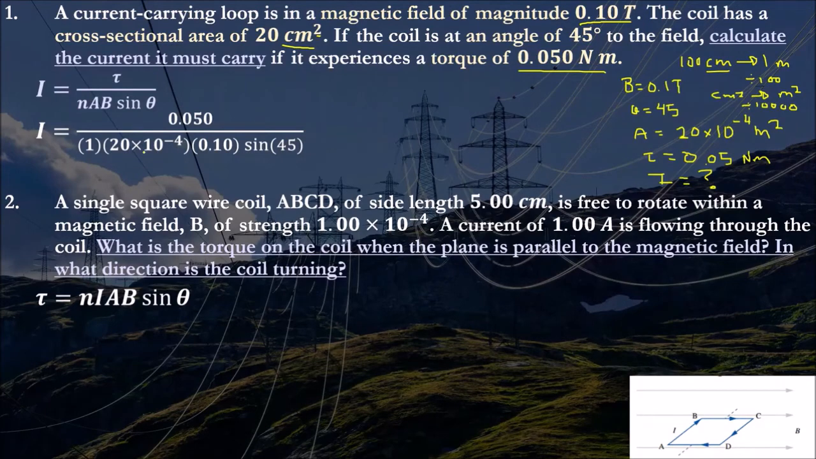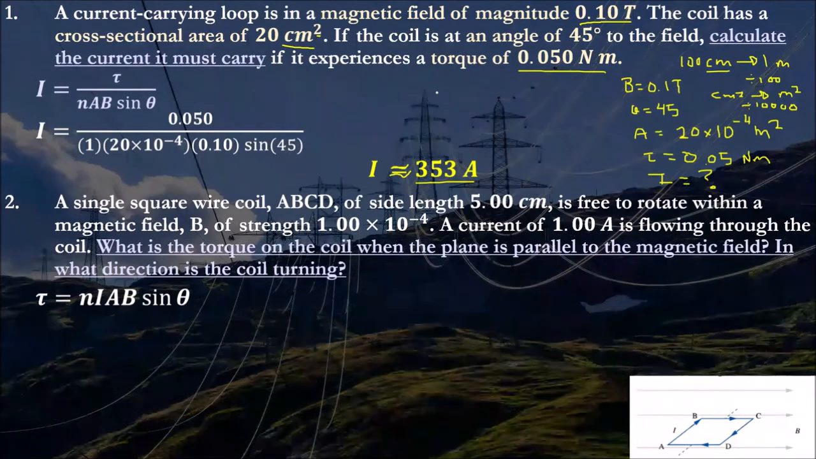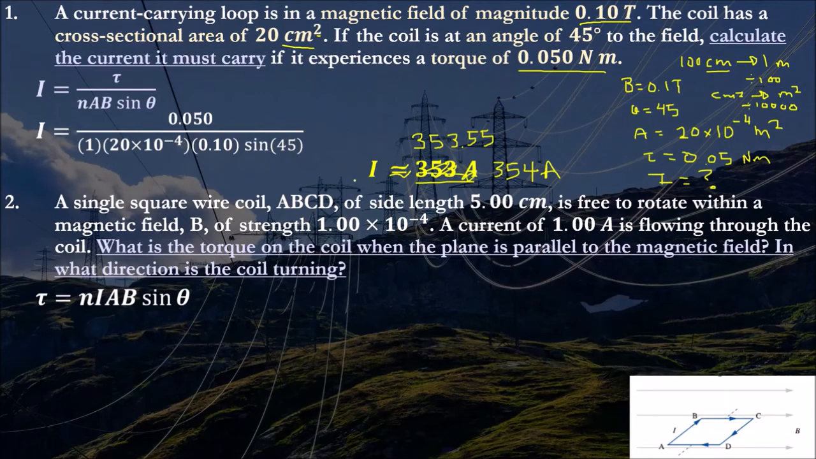What you'll find is the answer is roughly, and this is just an approximation, roughly 353 amps. If you did do it in your calculator like I did, you'd actually find it's closer to 353.55. So technically this number should be rounded off to 354 amps. And so you get that.